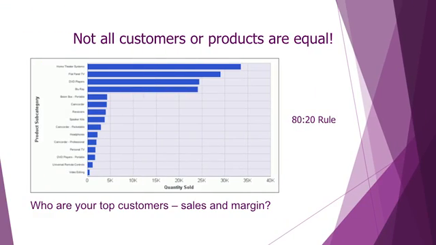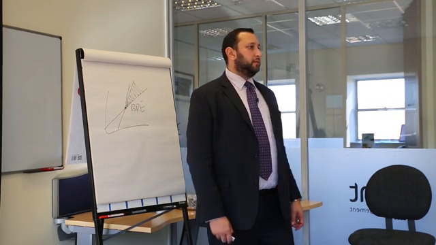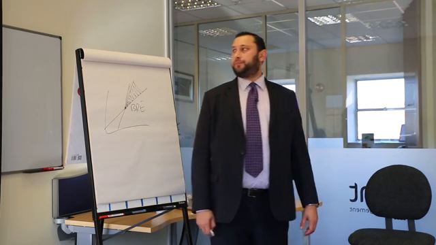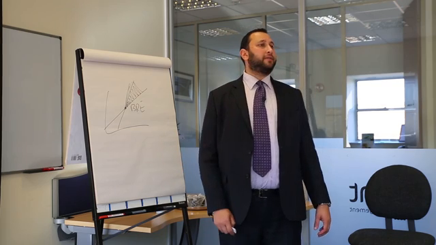So that's just a little note there. And not all customers are equal. So here we have a list of customers. You'll probably find the old 80-20 rule kicks in. Your biggest customers, the regular ones or whatever, 20% of your customer base will provide 80% of your revenue. That's usually the way it works. So make sure you know who they are and look after them.